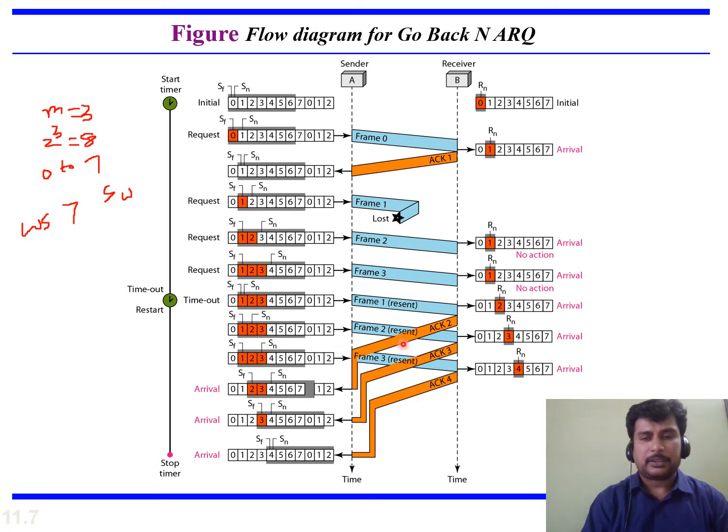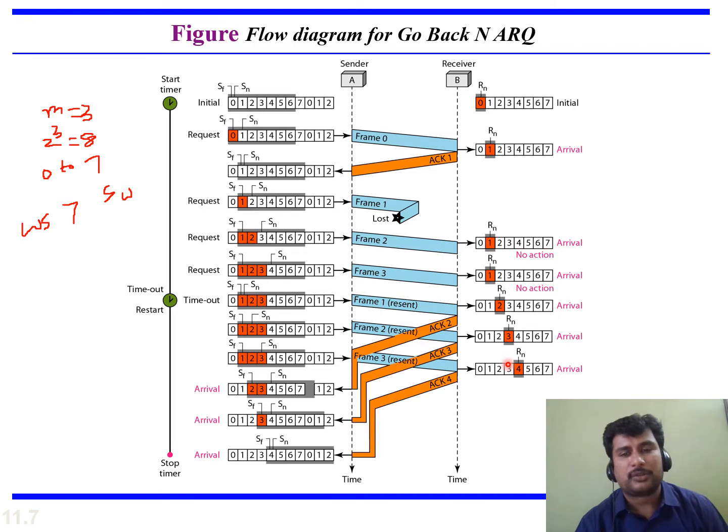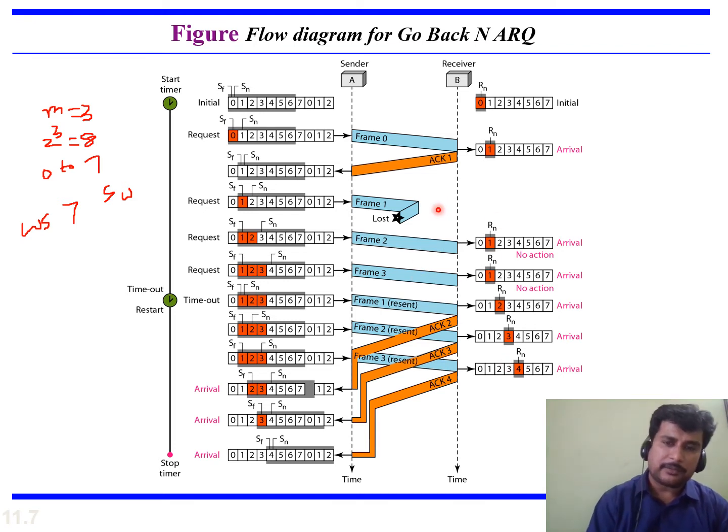The third time frame 3 is sent, the Rn value is 3, so it will be accepted, and next the Rn value will move to 4. What you can observe in Go Back N ARQ is that when frames 1, 2 and 3 are transmitted and frame 1 is lost, you have to retransmit not only frame 1 but all the frames transmitted after the lost frame. So frame 1, frame 2 and frame 3 have to be resent.